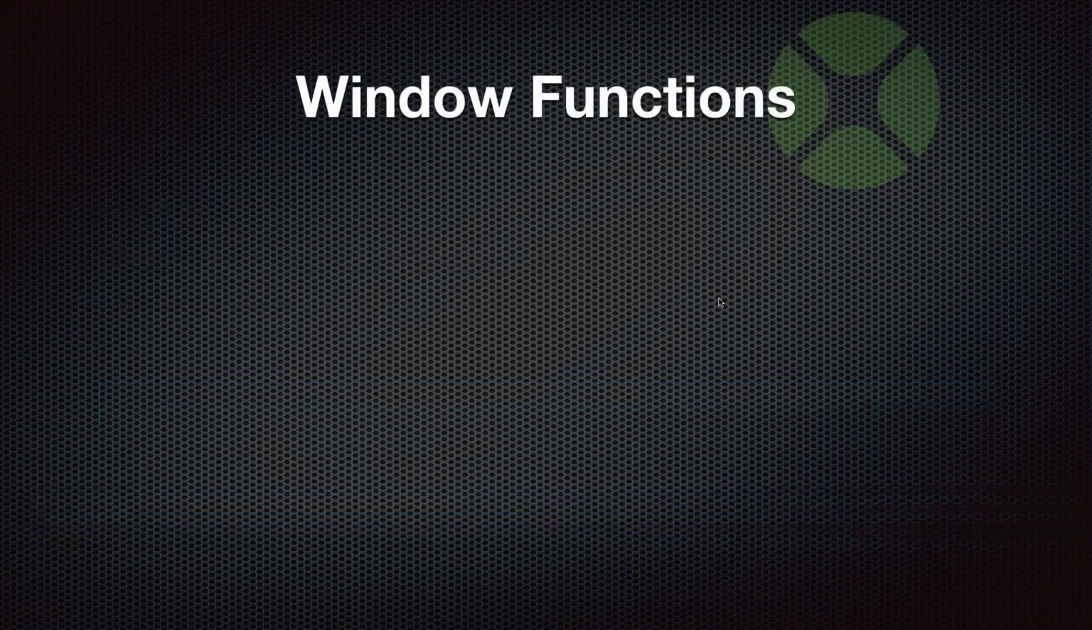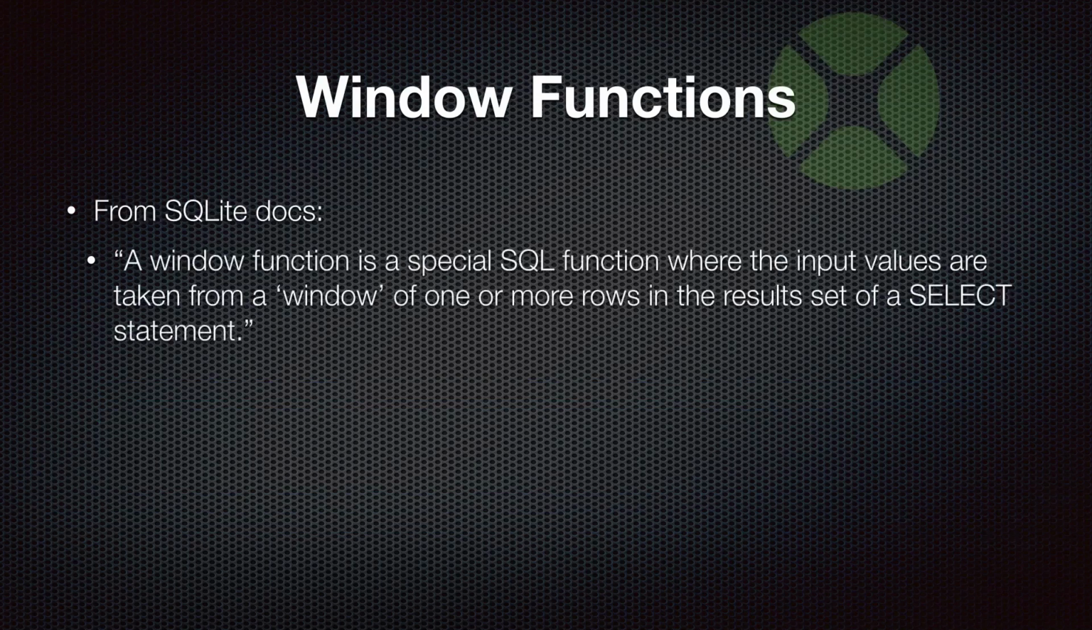So window functions. What are these? Well, to be honest, I had never heard of them when I was reading about them in the SQLite release notes. And from the SQLite docs, they say a window function is just a special SQL function where the input values to that function are taken from a window of one or more rows in the result set of a select statement. And that window might be the entire result set. It could be a subset. So it allows you to do some funky things.